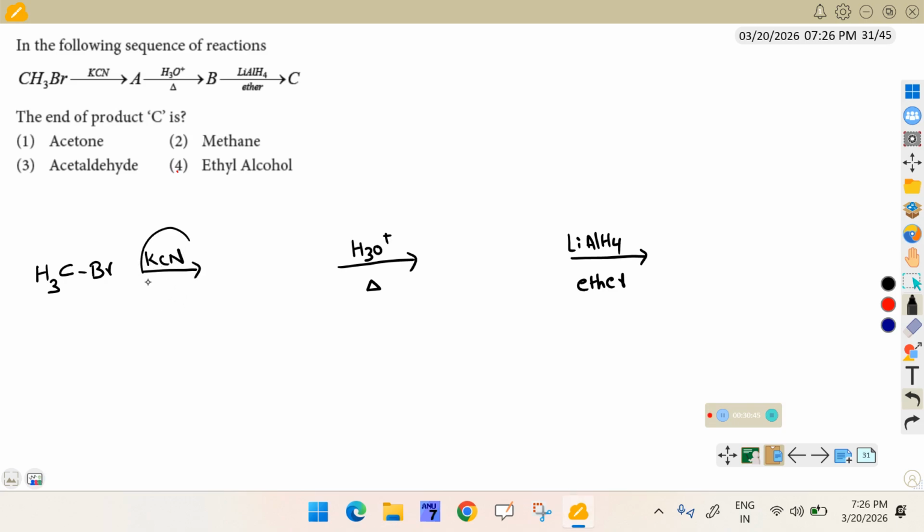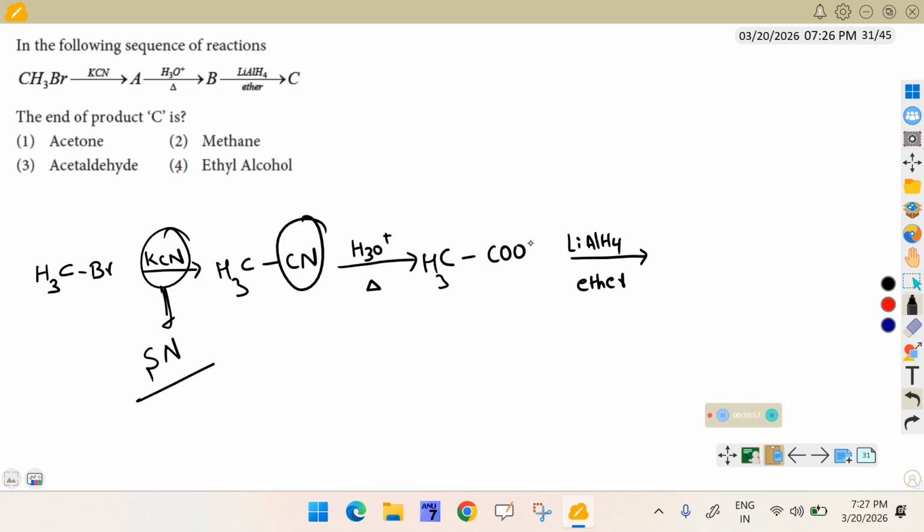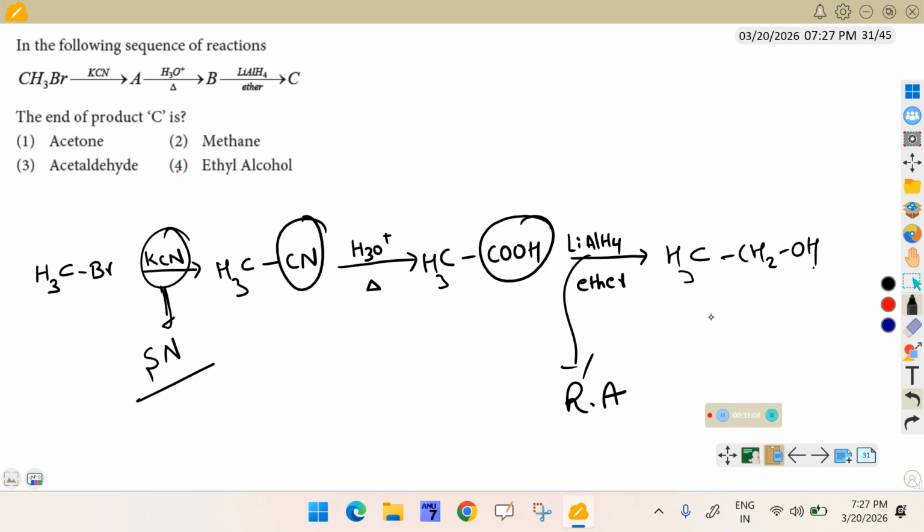CH3Br reacts with KCN. Nucleophilic substitution takes place. Then it gives CH3CN. Cyanide undergoes hydrolysis. Then it gives carboxylic acid. With the carboxylic acid, LiAlH4 acts as a reducing agent. Reduction takes place. Then it gives alcohol, CH3CH2OH. The name of the alcohol is ethyl alcohol.